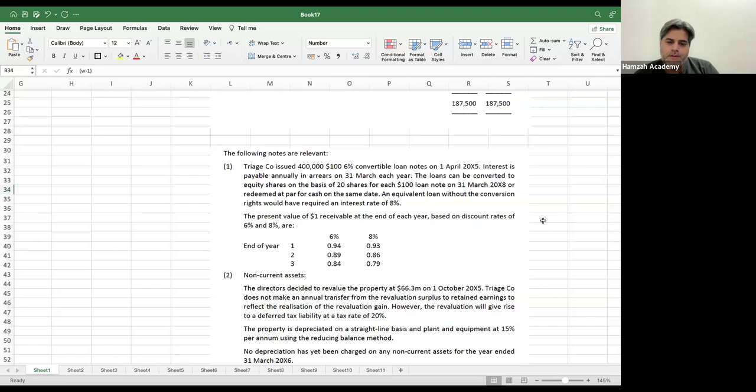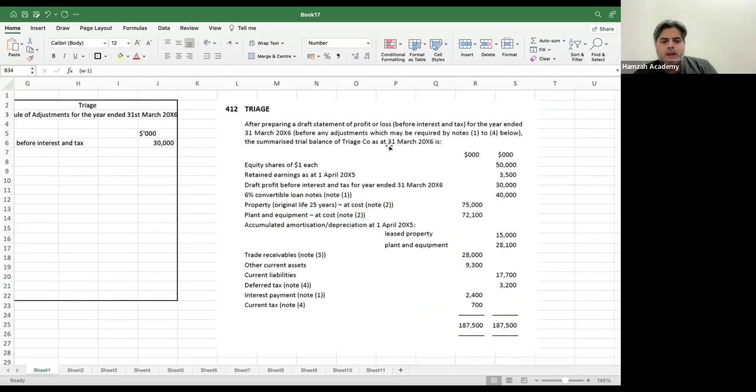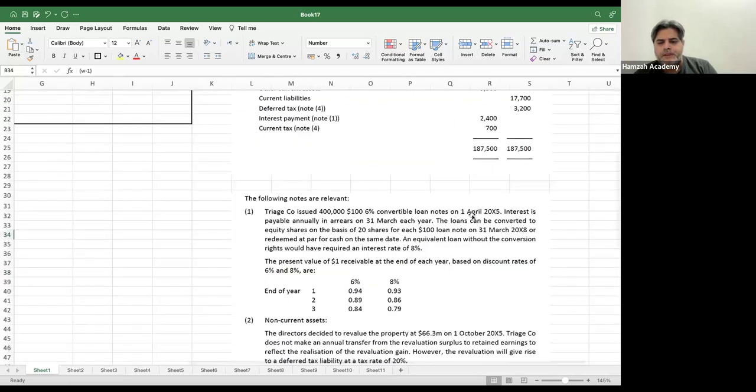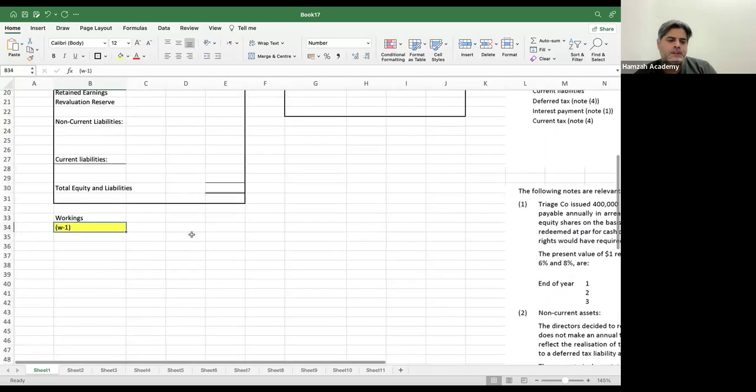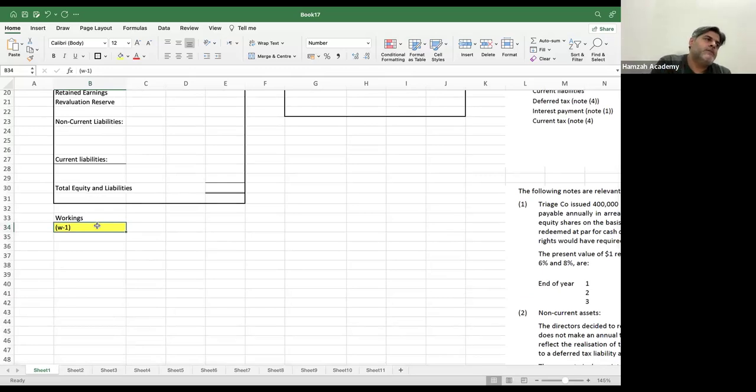The present value of $1 receivable at the end of each year, based on the discount rates of 6 and 8%, we have the 6% and the 8% rates over here. So we have this interest payment along with this 6% loan note, which is 400,000. This was issued on 1st April 20x5, and we have this at 31st March 20x6, so this is at the start of the year. We have learned that if it's a convertible loan stock, we have to split it between the equity and the debt portion, right?